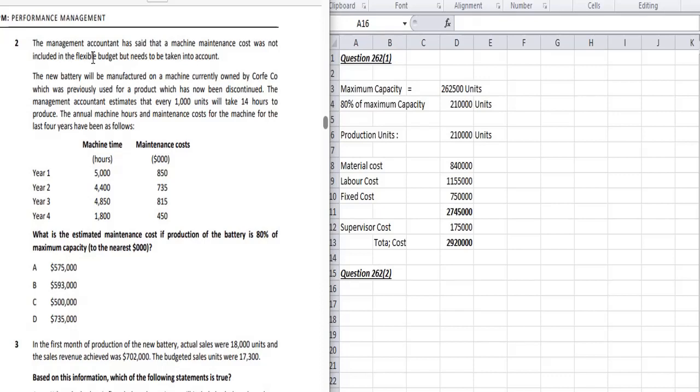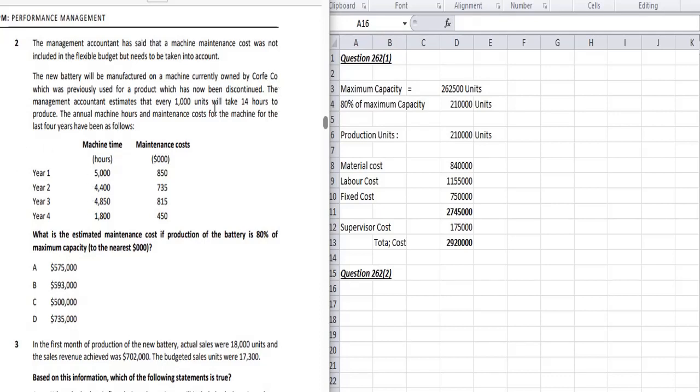The new battery will be manufactured on the machine currently owned by the company, which was previously used for a product which has now been discontinued. The management accountant estimates that every 100 units will take 14 hours to produce, and annual machine hours and maintenance costs for the last 4 years have been as follows. So again we are given different hours and their respective maintenance costs. We still have to use the high-low method, and we have to find whether this is a variable cost or semi-variable cost. After that we will use the high-low method accordingly.